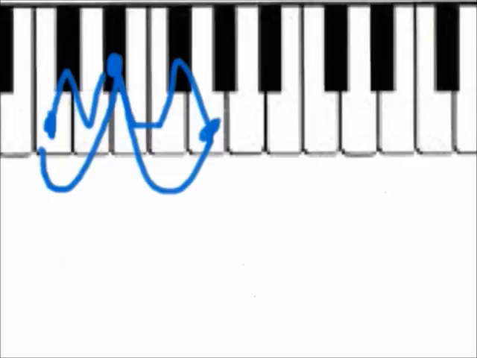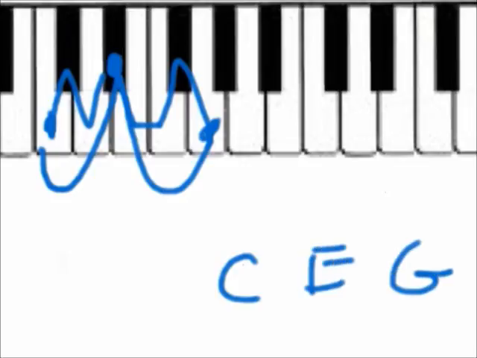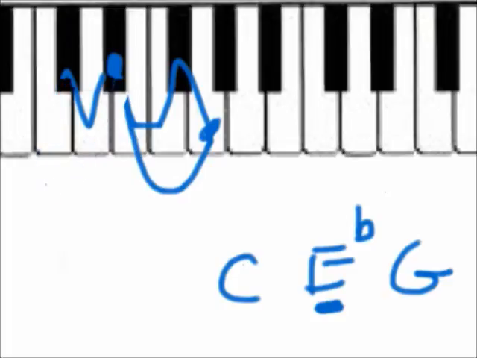Another easy way to look at this is just take the major triad, which would be C, E, G, and then do whatever you need to do to this middle pitch to lower it a half step. So it would become C, E flat. You just lower it down. And that makes that major triad now minor.